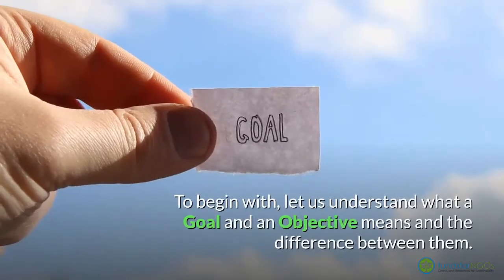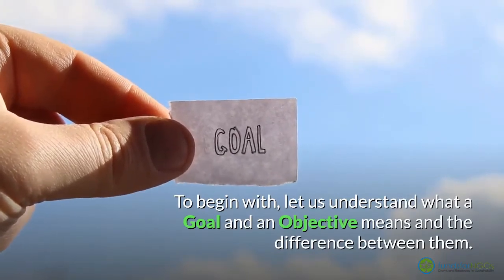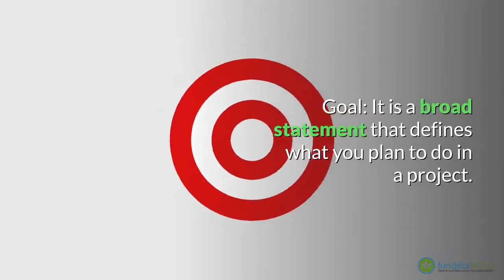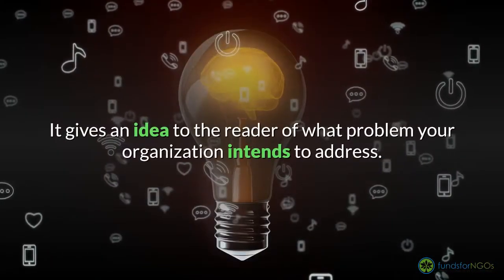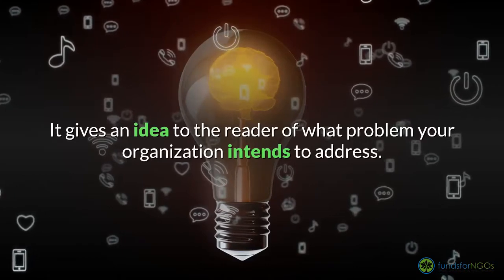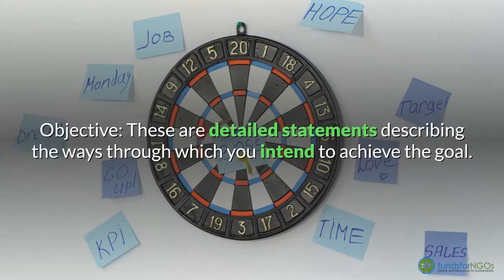To begin with, let us understand what a goal and an objective mean and the difference between them. Goal: it is a broad statement that defines what you plan to do in a project. It gives an idea to the reader of what problem your organization intends to address. Objective: these are detailed statements describing the ways through which you intend to achieve the goal.